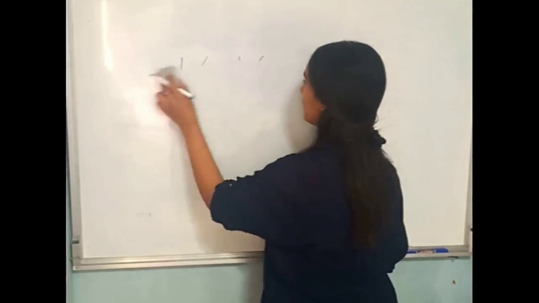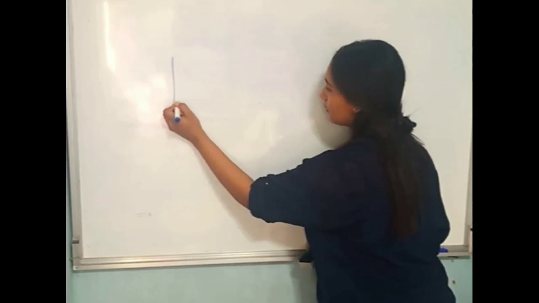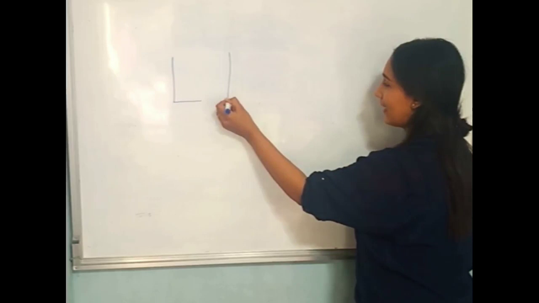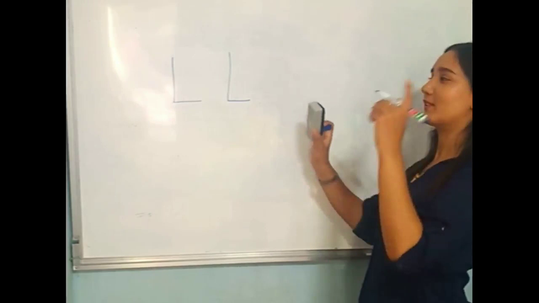Okay, after, look here, one standing line and one sleeping line. It becomes L. Okay. Show you again. It's so easy, you know. One standing line and one sleeping line. It becomes L. Correct. L after M.